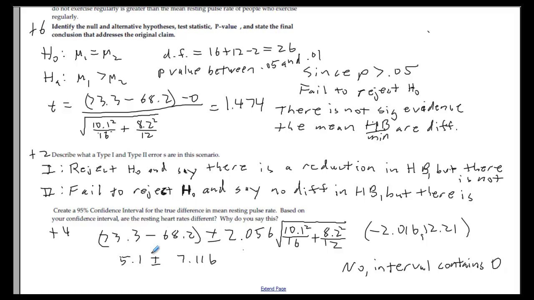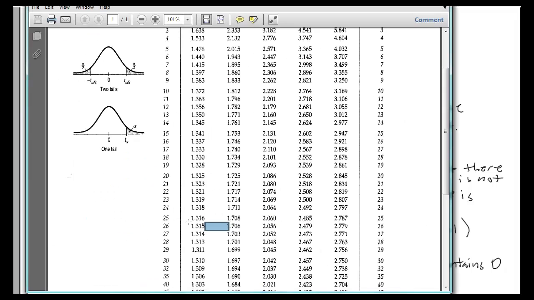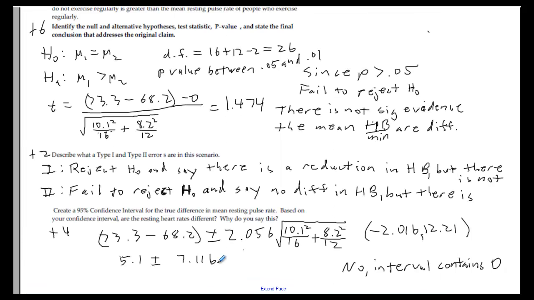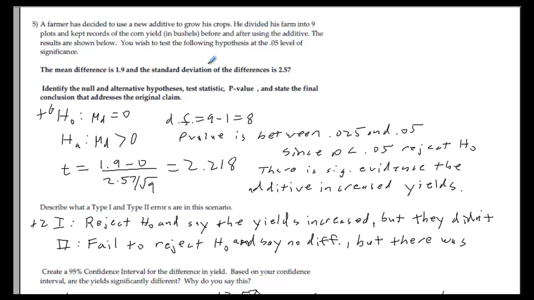And then a 95% confidence interval. Again, this is the tricky part. For 95%, some people use 1.96. We need to use 2.056, and that comes from row 26 right here. And we calculate that, so we are 95% confident the true difference in the mean heart rates is between -2 and +12. And since 0 is in there, you're going to say no, there's not a difference, because there's a possibility that there is no difference between these populations based on that data.